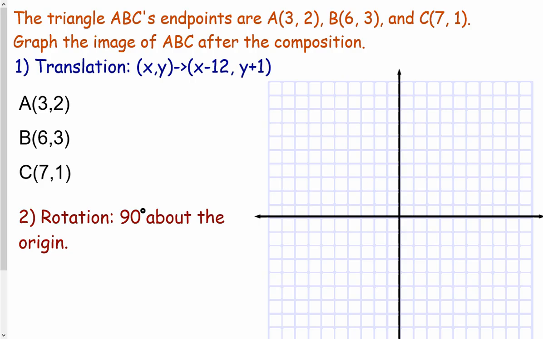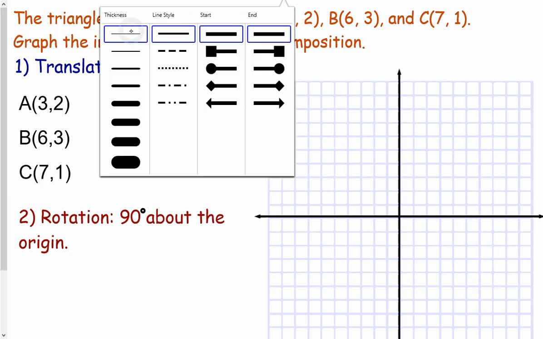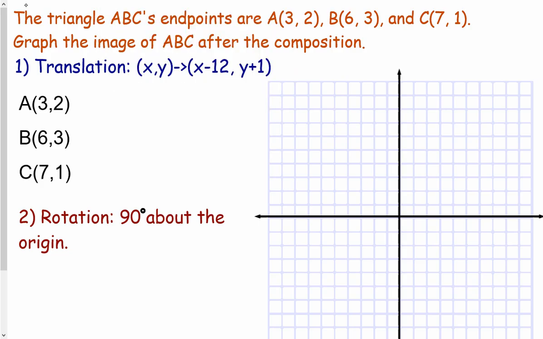One more of these before we move to the last two types, the glide reflection named ones. So we've got ABC's endpoints are 3, 2, graph it quick, 6, 3, and 7, 1.